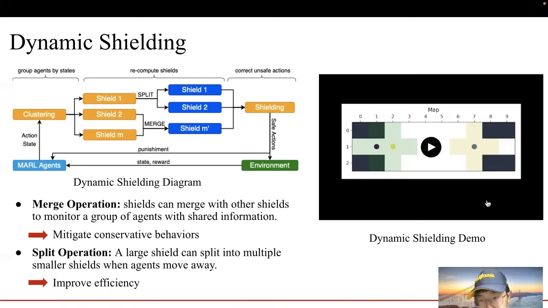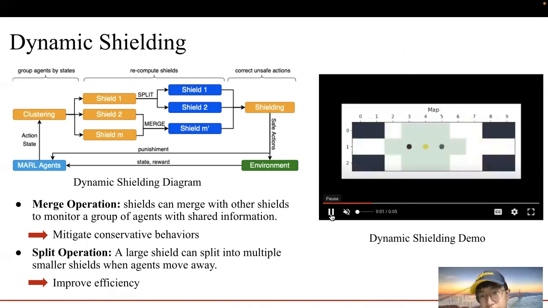Here we prepare a demo video, and we can see when agents move together, the shards merge, and the position switch is really smooth with no conservative behavior. And when agents move apart, the shard will split into two shards and monitor agents at the same time. That's the basic idea of dynamic sharding.